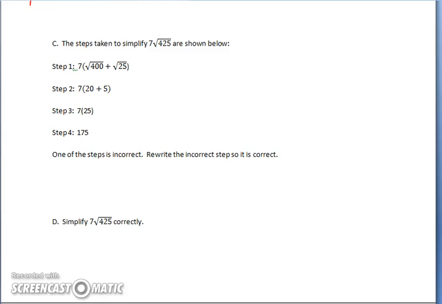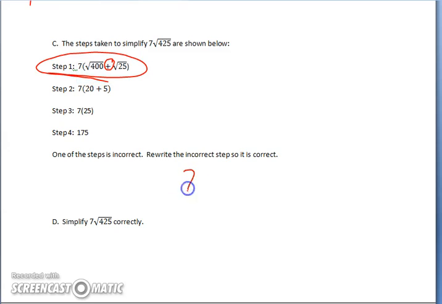So if we look at step 1 here, it is 7 times the square root of 400 plus the square root of 25. However, this is the incorrect step. This is incorrect because when you break up a square root, you can't do it over addition. That is wrong. You have to multiply when simplifying square roots. So I'm just going to circle step 1 as the one that is incorrect. And I'm actually going to rewrite the incorrect step down here in part B because we're going to simplify 7 times the square root of 425.